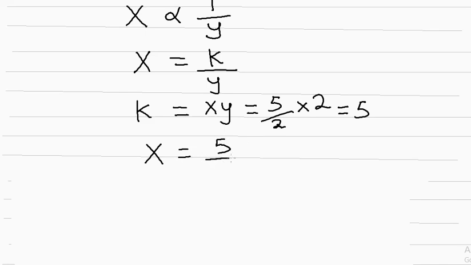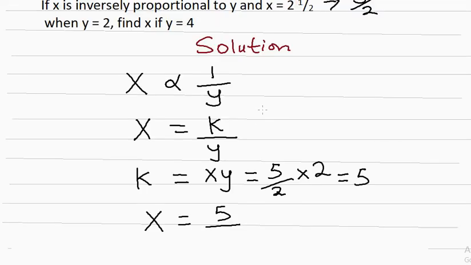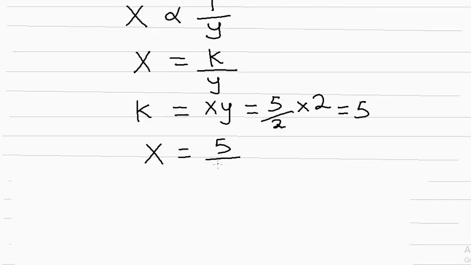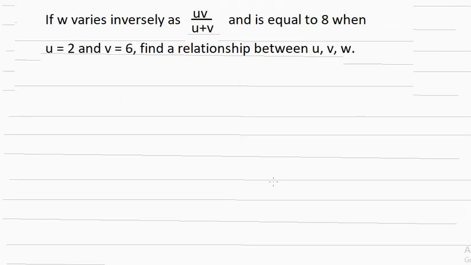And we are looking for X when Y is equal to 4. That's going to be 5 all over 4, which of course is one whole number, 1 all over 4. Okay, so this should be the last question. Solution.